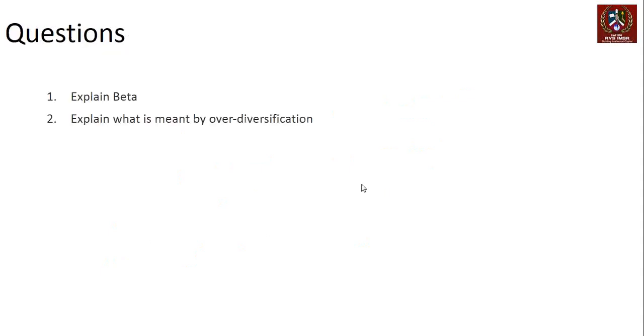And as we end, we have our usual idea of a quick couple of questions. Explain what is meant by beta and explain what is meant by over diversification.